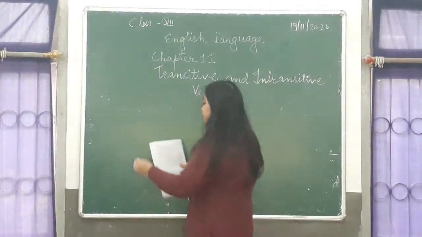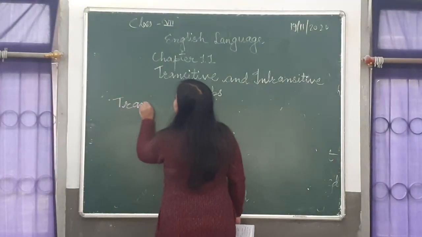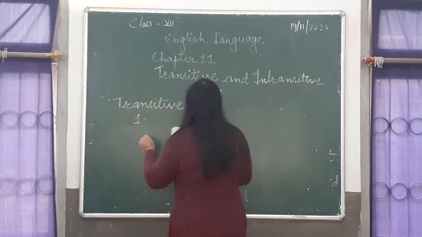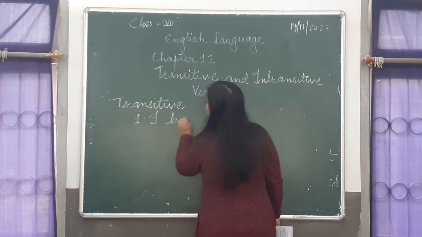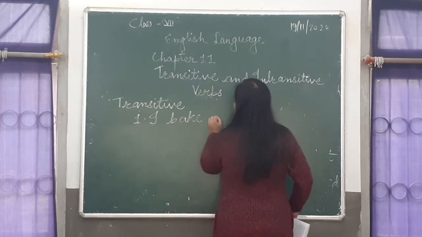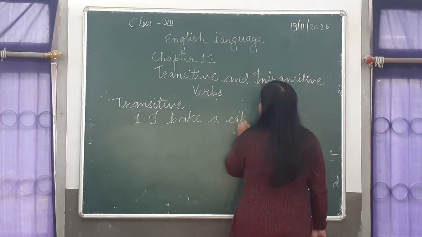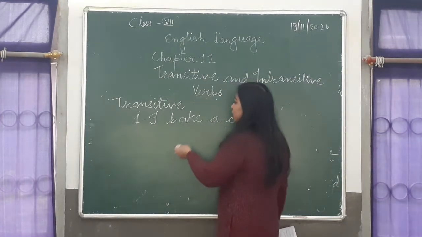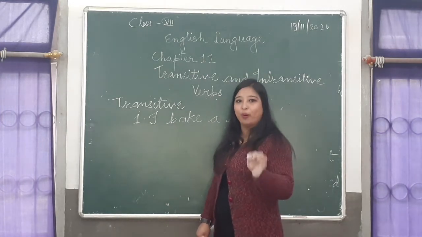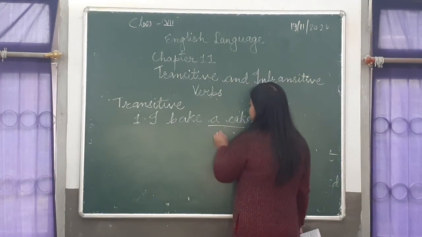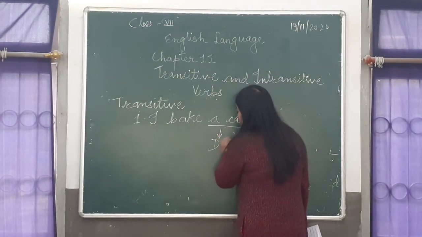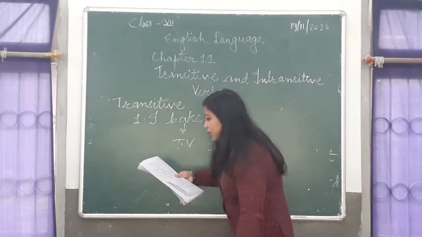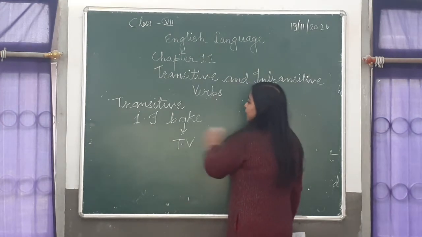For transitive, I baked a cake, isn't it? If I say I baked, you will not understand the meaning of the sentence. I baked what? You are asking the question what over here, isn't it? A cake, isn't it? This is the object. This one is the direct object and this one is the transitive verb over here. Okay. Another example, he rode a bike.